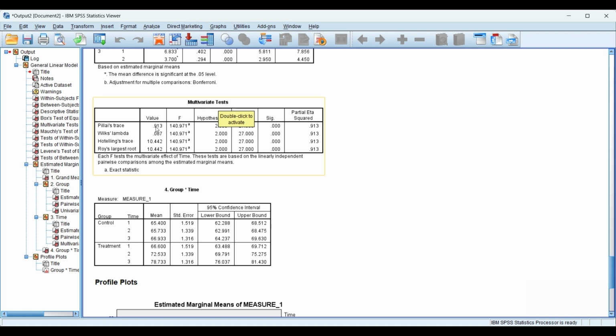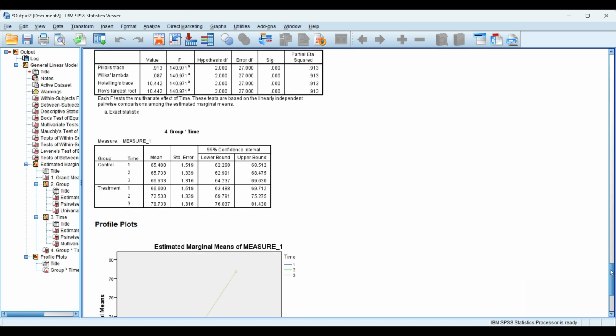Now you can also see the multivariate test for time. Pillai's trace value is 0.913 and Wilks' lambda value is 0.087, and both significance levels are lower than 0.05. So there is a significant difference over time. Okay, so now we see the group-time interaction, control versus treatment. There is a higher mean in treatment in week 4 than control in week 4.